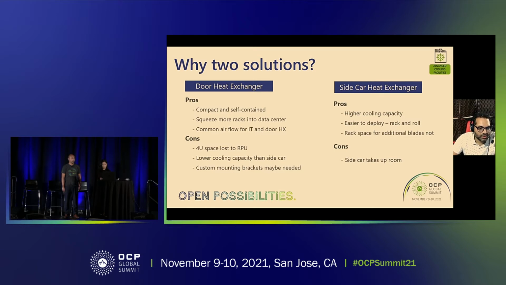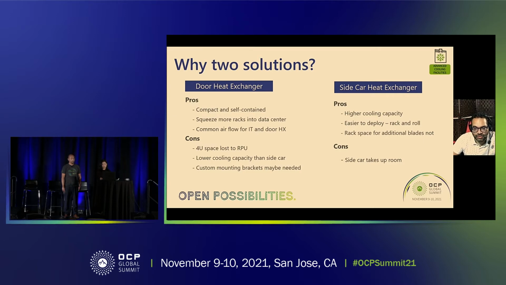The biggest con would be that the 4U of space is lost to the RPU, and because of limits in the surface area of the cooling coils, a door heat exchanger will always have a lower cooling capacity than a sidecar version. And additionally, custom mounting brackets may be needed depending on the rack and rear door heat exchanger that you're using to hook the two up.